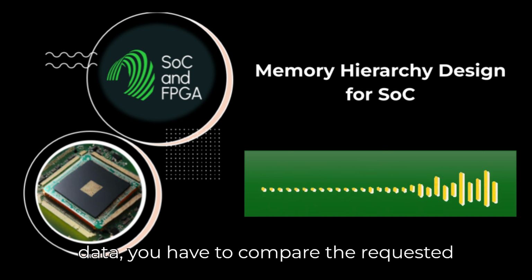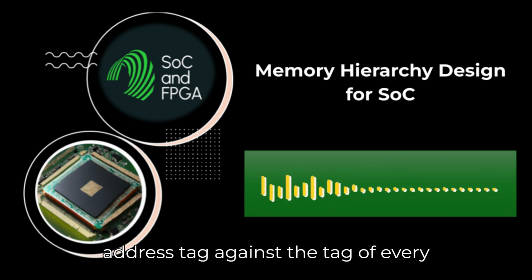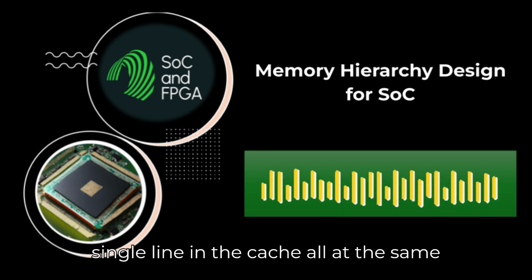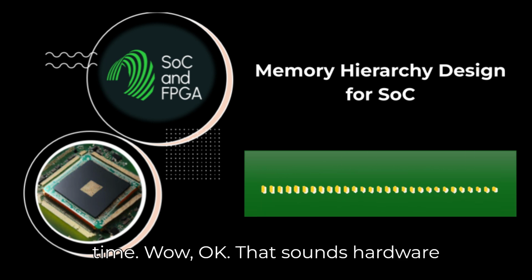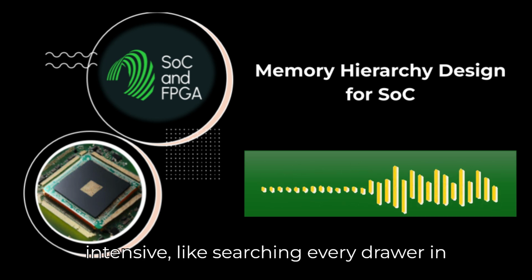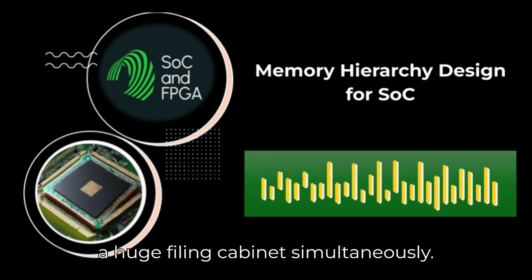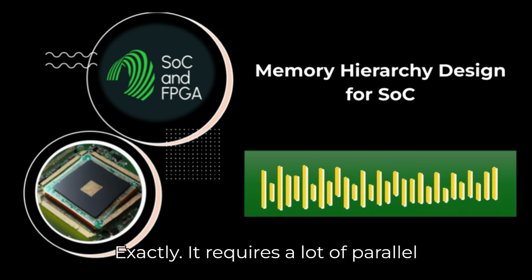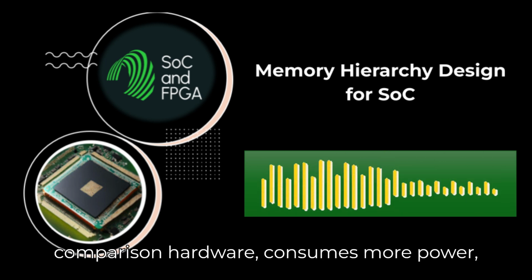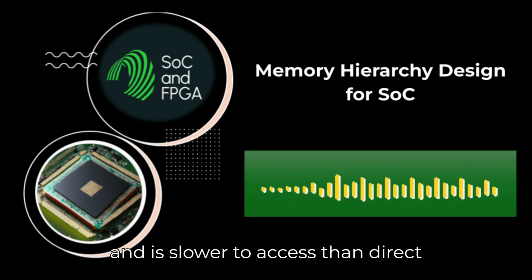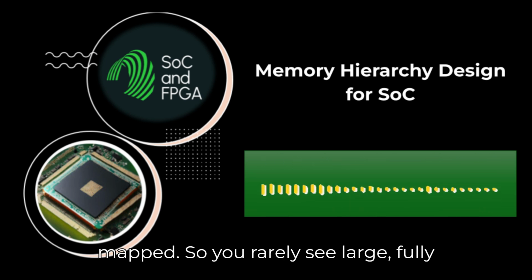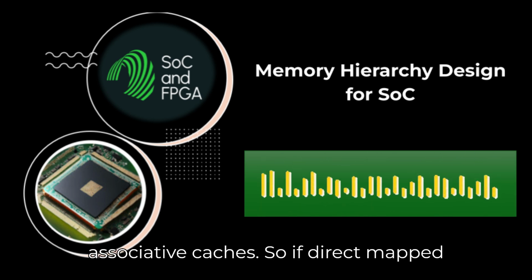To find a piece of data, you have to compare the requested address tag against the tag of every single line in the cache, all at the same time. Wow, okay. That sounds hardware intensive, like searching every drawer in a huge filing cabinet simultaneously. Exactly. It requires a lot of parallel comparison hardware, consumes more power, and is slower to access than direct mapped. So you rarely see large, fully associative caches.